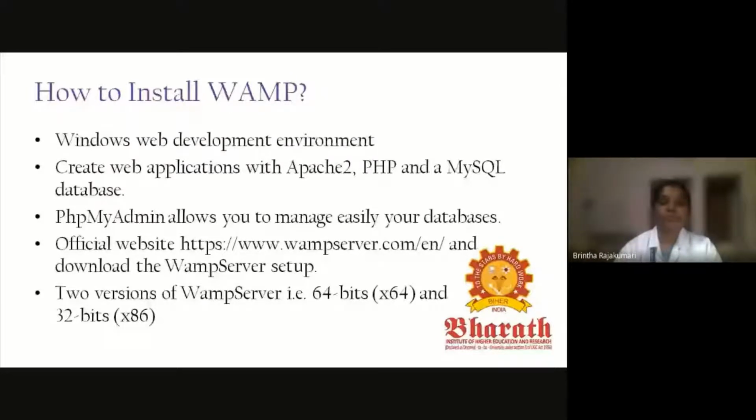First, you have to download and use the WAMP server setup. There are two versions of WAMP server available. One is 64-bit, another is 32-bit. You can download and install. Next, see how to start WAMP in Windows.